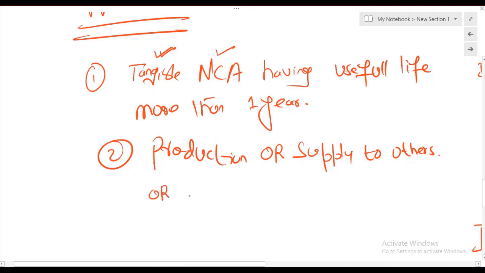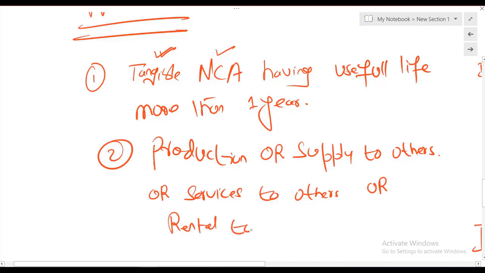Or it is also possible services to others. For example, to be very honest, in today's era even doctors cannot give their services without using non-current assets. Obviously, teachers cannot teach without using non-current assets. So it is possible we are using those non-current assets to provide services to others. Extremely important point comes right now: or rental to others. This is an extremely important point, rental to others.